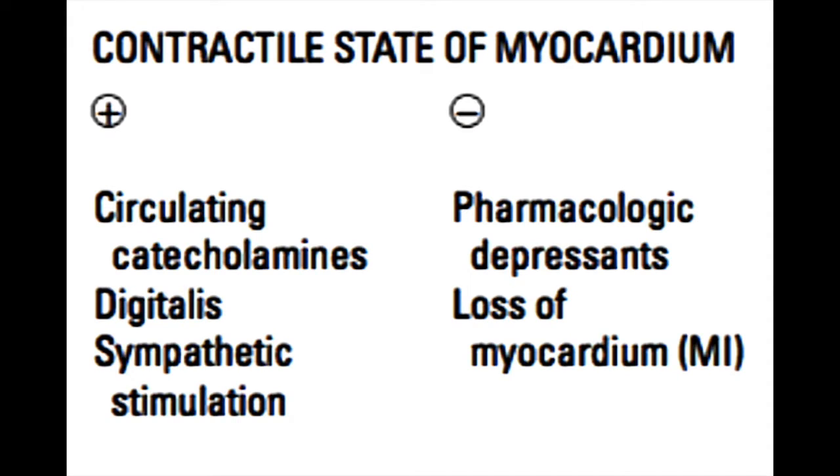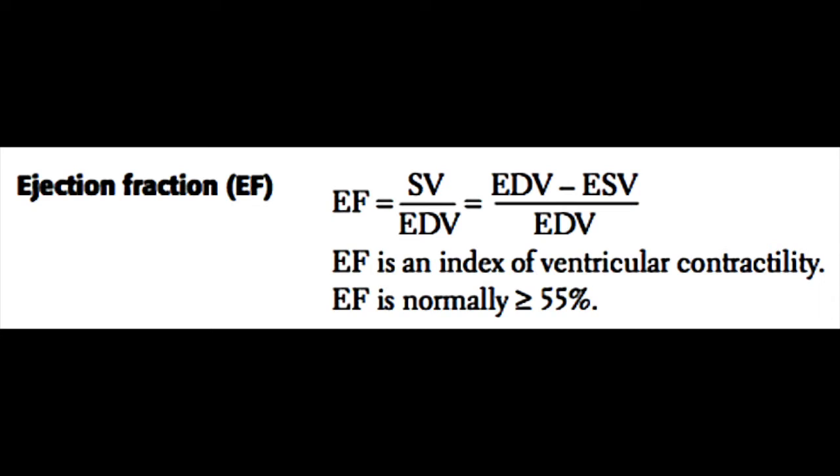The contractile state of the myocardium is positively affected by circulating catecholamines, digitalis, and sympathetic stimulation, and is negatively affected by pharmacologic depressants, such as benzodiazepines and alcohol, as well as loss of myocardium, which is commonly seen in myocardial infarctions or heart attacks.